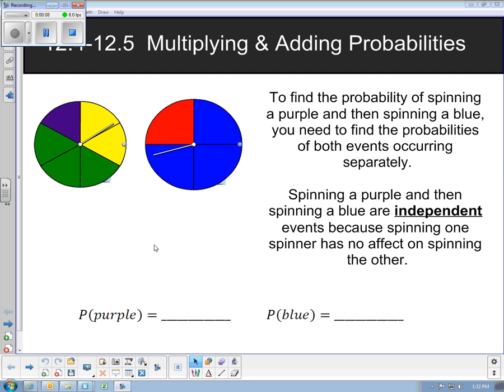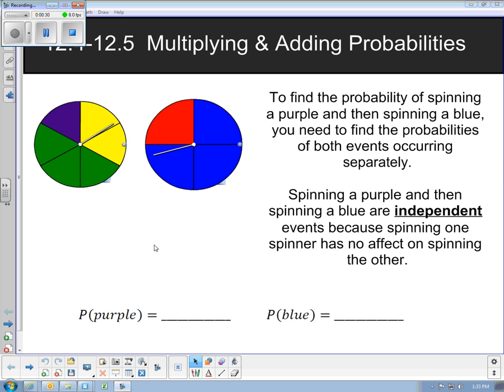We're talking about multiplying and adding probabilities here. Now we're going to have a couple of different situations. We have to multiply probabilities when we want things to occur at the same time. But we also have probabilities that we add, and that's when we're happy with either or event. So we have to determine, do we want to multiply them or do we want to add them? So let's look up at the top.